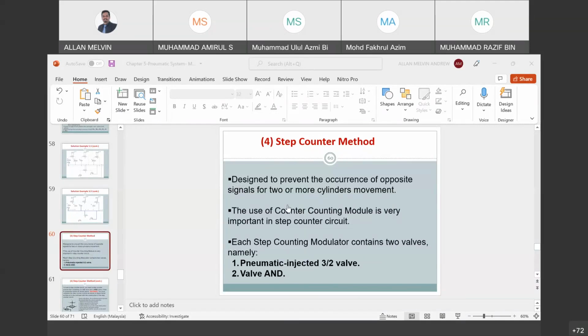Okay, for your opinion, can the 3/2 way valve in a step counter module be replaced with a 5/2 way valve? Why? Okay, so I think I already answered just now. Why do we not need to replace it? But the question is a bit tricky. It asks whether it can or cannot. So the answer to the question: can or cannot? Is it wrong if we replace it? It is not wrong.